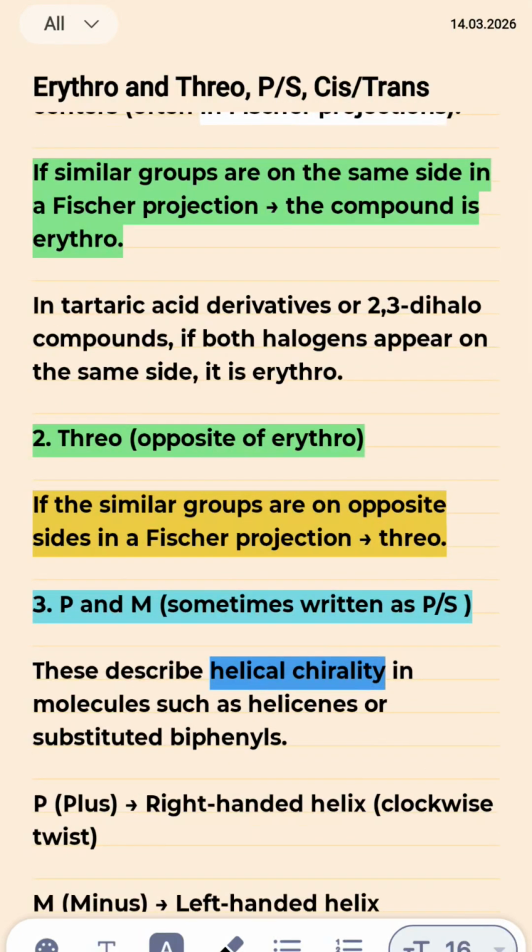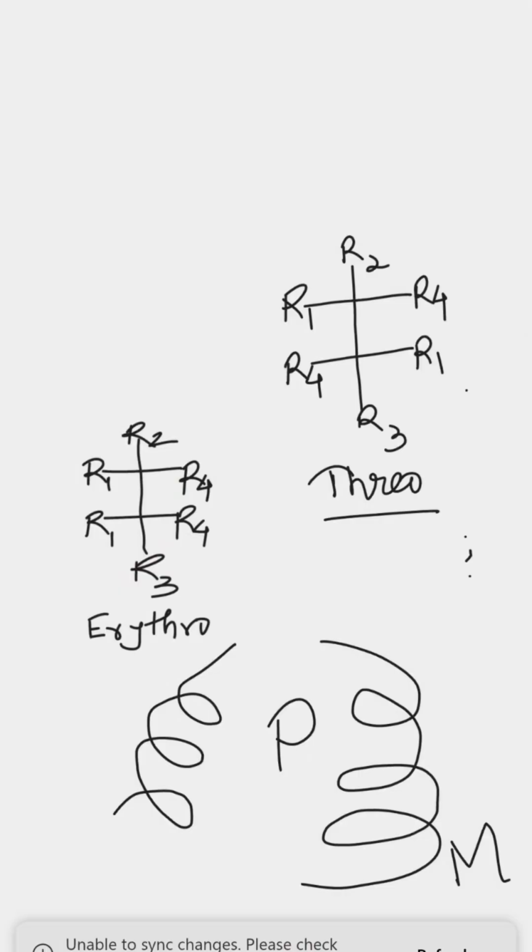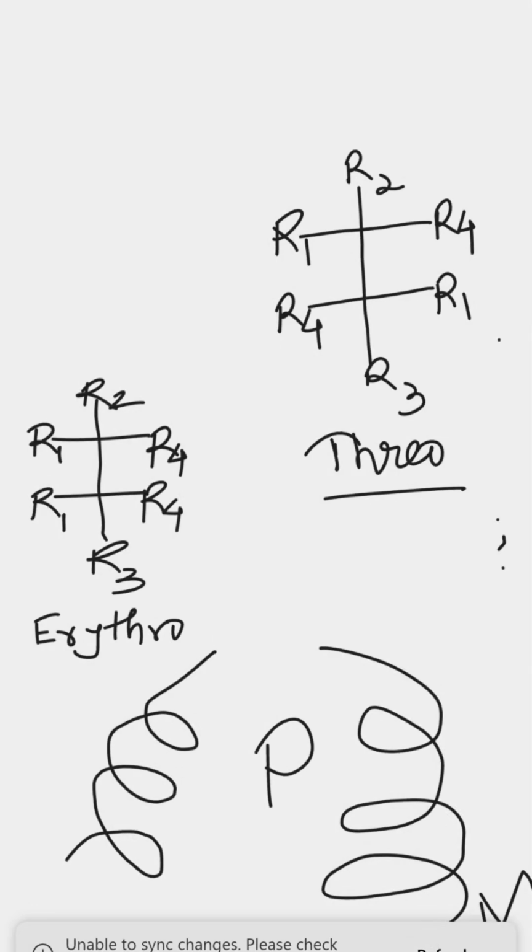Now here is one example I have written, a tartaric acid derivative or 2,3-dihalo compound, where we can see the relative positions of the halo groups and judge. Here I have made erythro like this: R1 on the left-hand side, R2 and R3 at the top and the bottom, and R4 on the right-hand side. So we can see R1 on the same side, R4 on the same side.